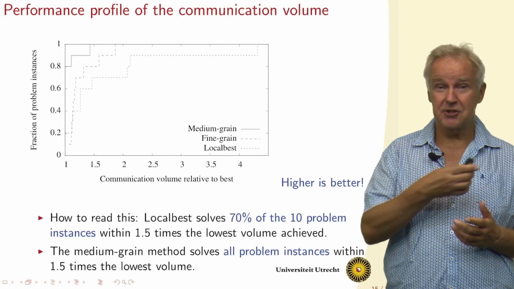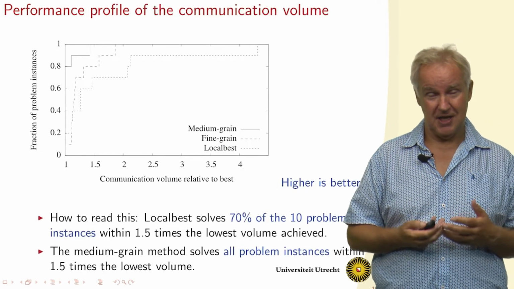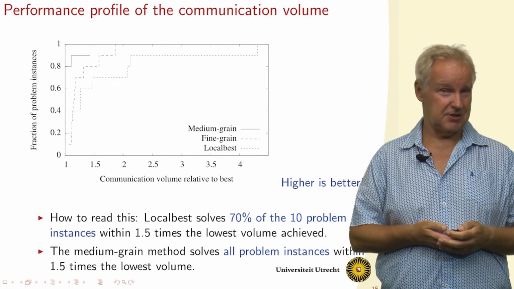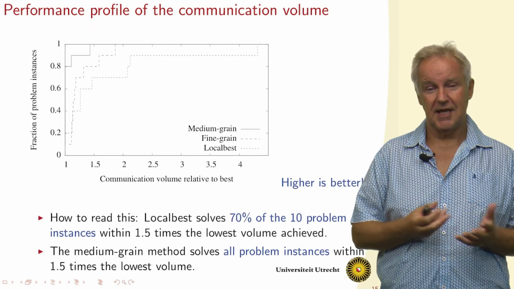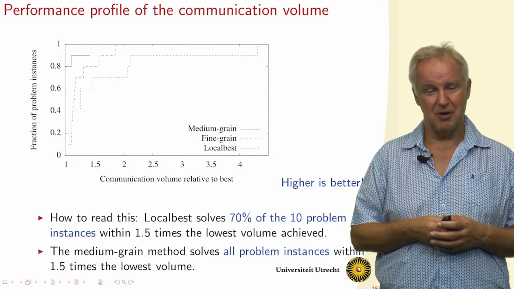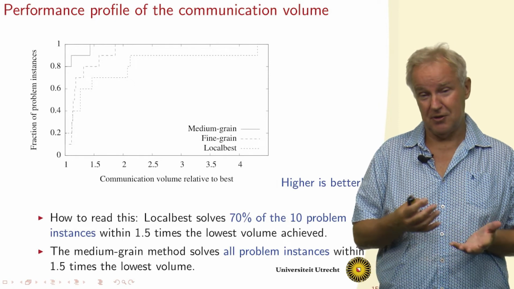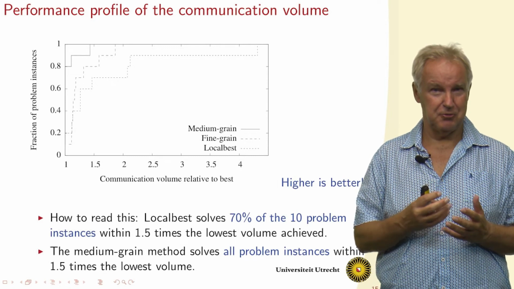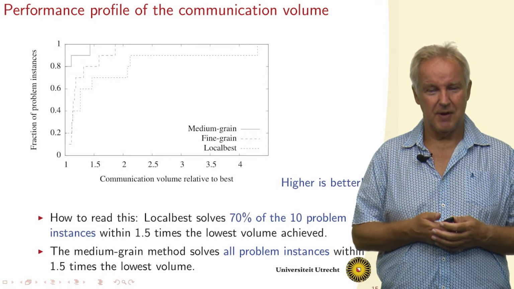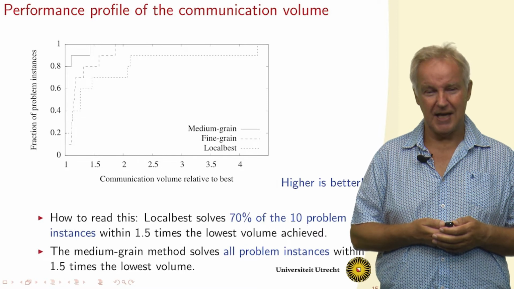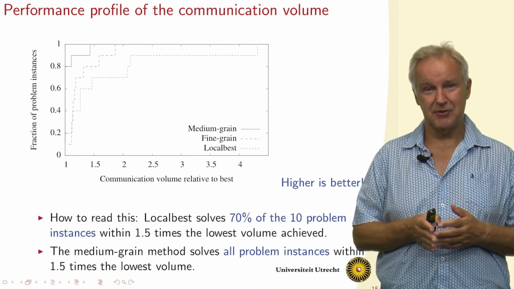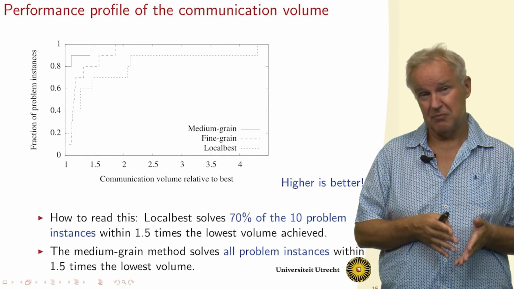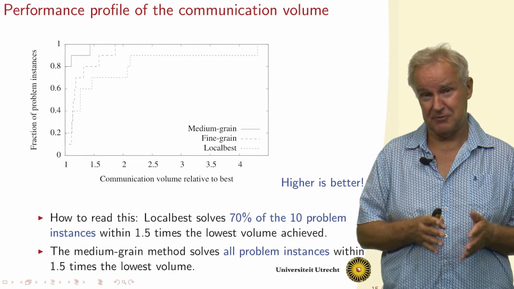There's another way of presenting results, like for 10 matrices, but also for more, and that is a performance profile. Here I show a performance profile of the communication volume for the three methods, and higher is better. So how should you read this picture? Well, when you look at the line for 1.5 times the best cost is 1 to the left, just the best of all three methods that we found.